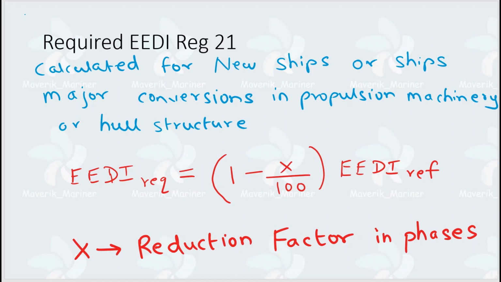As you can see the formula over here, EEDI required is equal to (1 minus x by 100) multiplied by EEDI reference, where x is the reduction factor in phases. I will explain you the reduction factor in phases now.